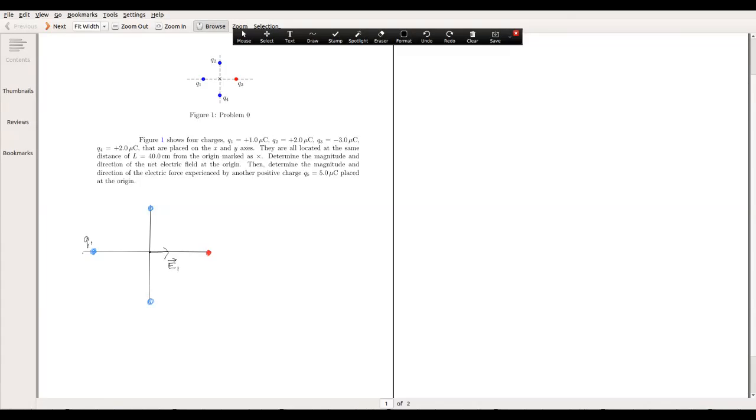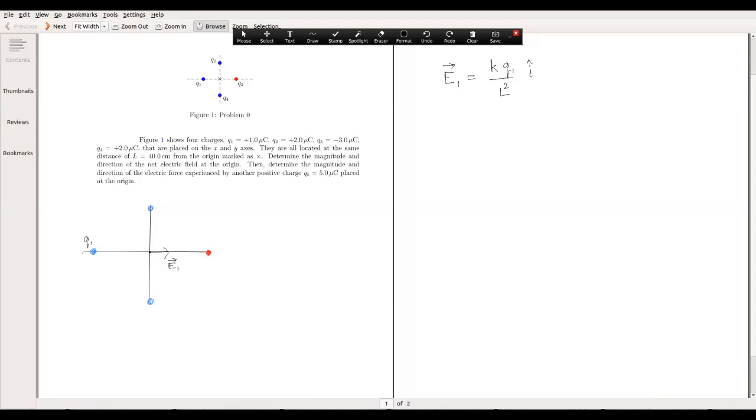Let me write the expression for E1, E2, E3, E4 as we proceed. So E1, it's clear that it will be in the direction horizontally away. But let's begin by writing the magnitude. So that's K times Q1 over the distance square, which is L, right? L is the distance between them. So its direction is in the i hat direction.